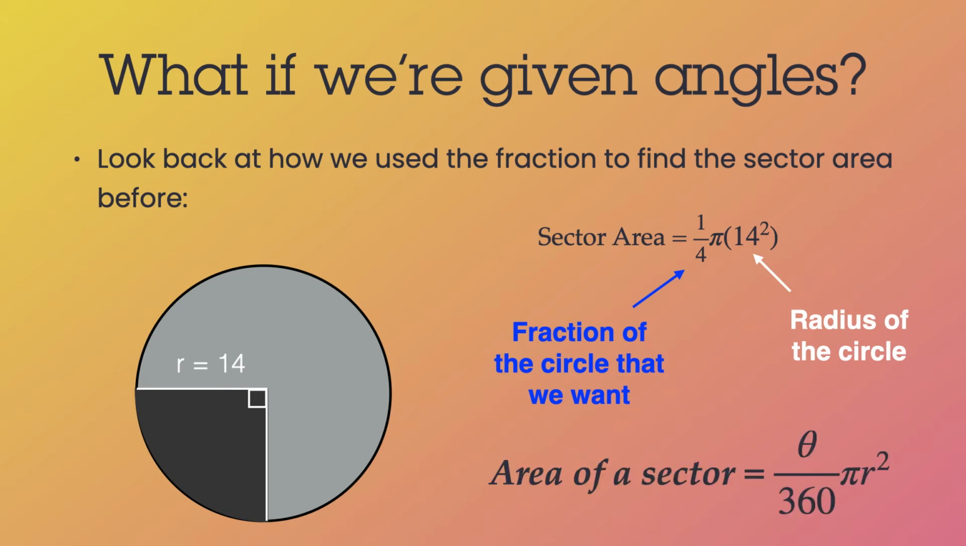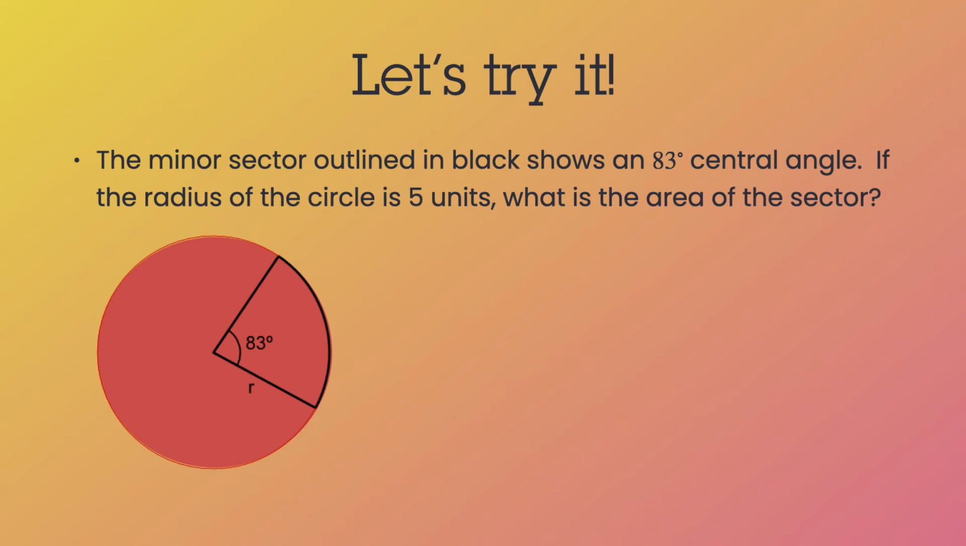So when we look at the order that all of this went in and how everything was put together, overall, for the area of a sector, we can use the fraction where we have our angle over 360. You don't have to reduce it. Just put your angle in that spot where the theta symbol is, that Greek letter that looks like a 0 with a line in the middle. That's theta, that's our angle. So your angle over 360 times pi times your radius squared. Let's go ahead and try it.